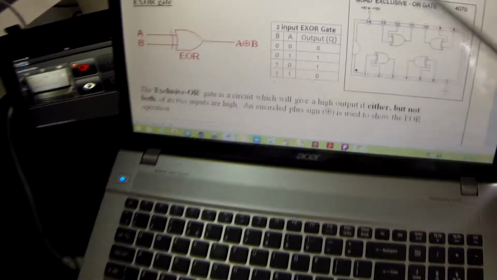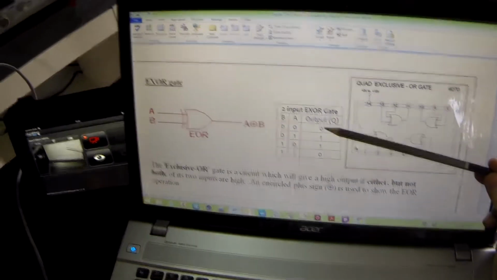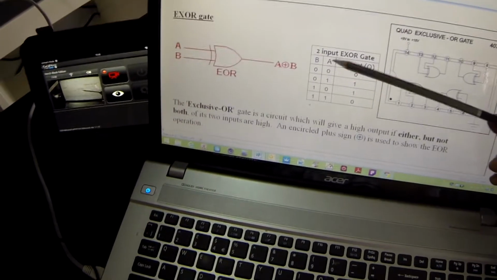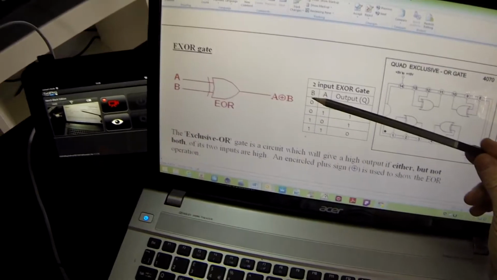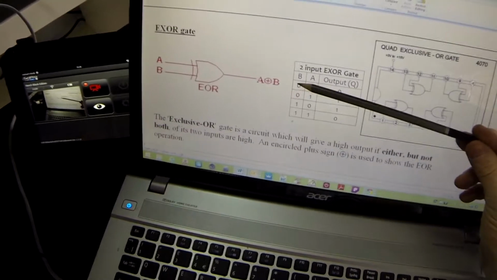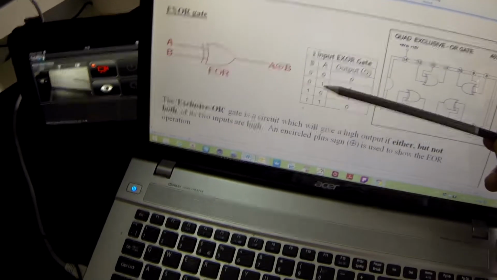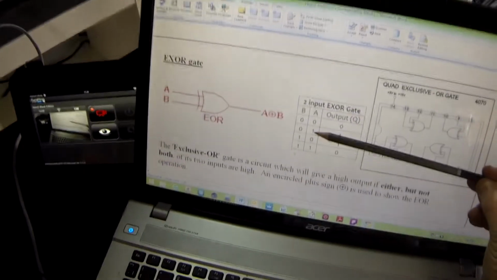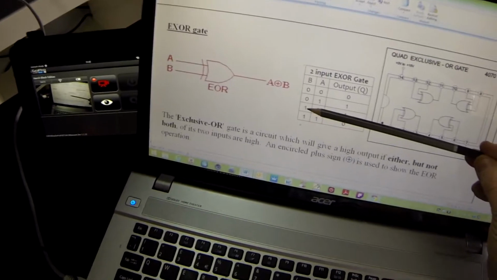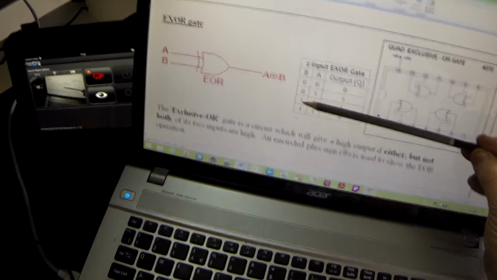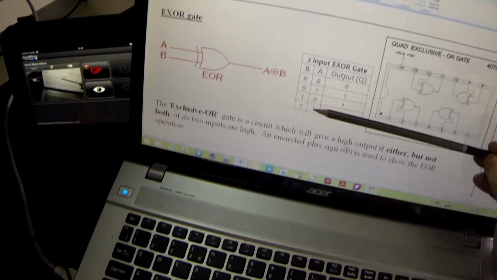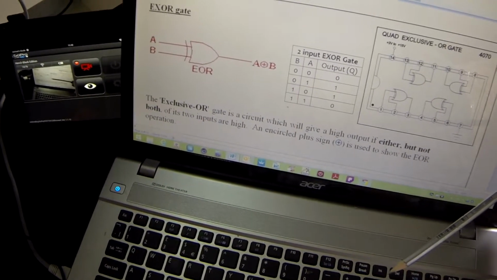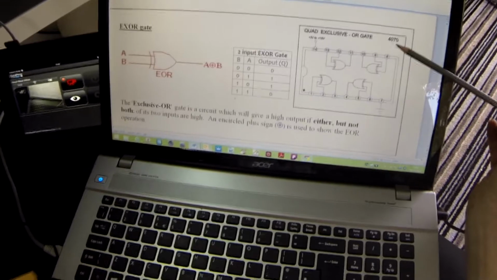And what should we be seeing here? We should be seeing that when A or B are pressed exclusively, which means on their own, the output will be high. Here A is exclusive because only A is pressed. Here B is exclusive because only B is pressed. But here they're not exclusive because A is the same as B and here A is the same as B. This is a 4070.